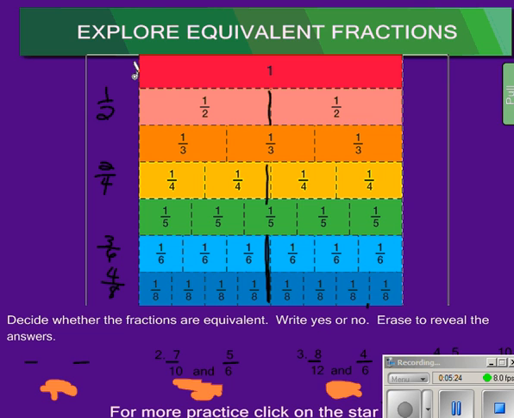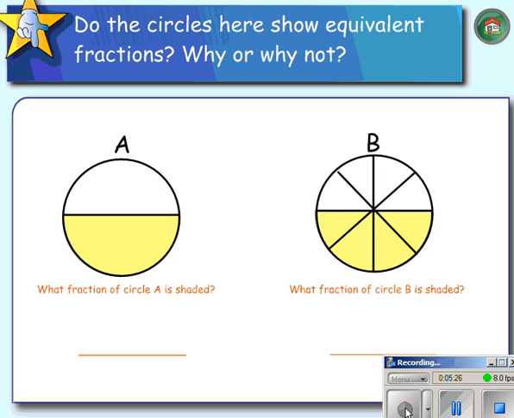Let's look at these two. Do the circles here show equivalent fractions? Why or why not? What is the fraction of this one? 1/2, because there are two sections, one is shaded. What is the fraction of this one? 8 sections, 4 are shaded.